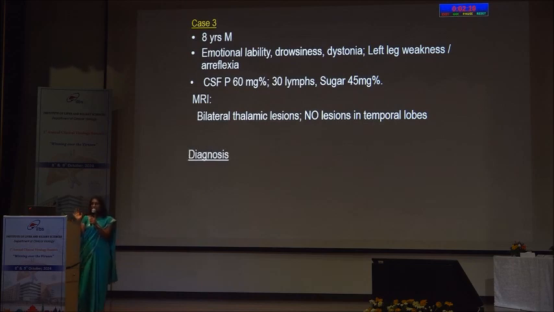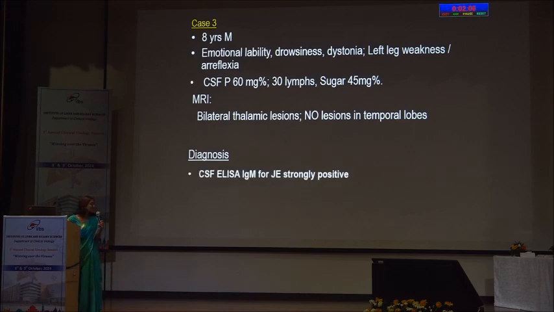He presented with emotional lability, drowsiness, dystonia, and there was this left leg weakness. Now MRI showed bilateral thalamic lesions, and there were no lesions on the temporal lobes. What do you think is the diagnosis here? So this patient had CSF IgM positive for Japanese encephalitis. We can also do the PCR, but PCR has only 50% sensitivity.